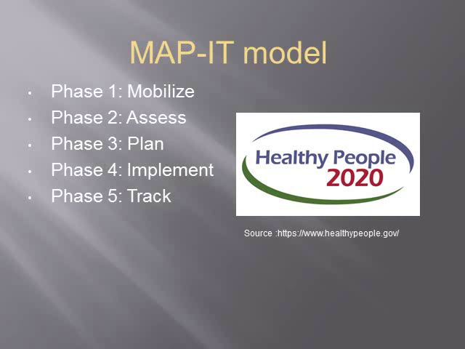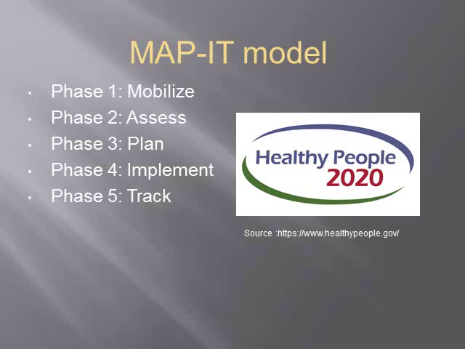The MAP-IT model is a specialized planning model that focuses on adapting Healthy People 2020 to the community level. MAP-IT stands for Mobilization, Assess, Plan, Implement, and Track. The MAP-IT model follows the generalized model almost to a T, as we will see soon. The first phase of the MAP-IT model is the mobilization phase, which involves gathering individuals and organizations together into a coalition to improve community health. Responsibilities and jobs are also doled out at this phase to the individuals participating in creating the program.